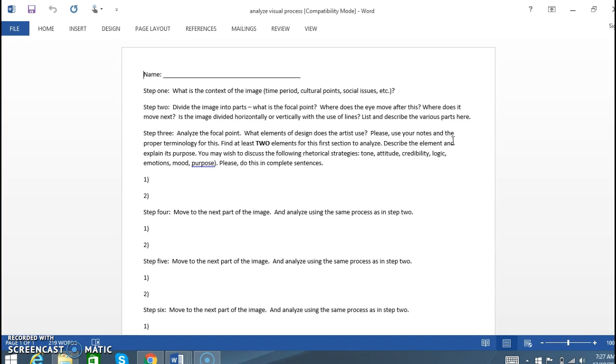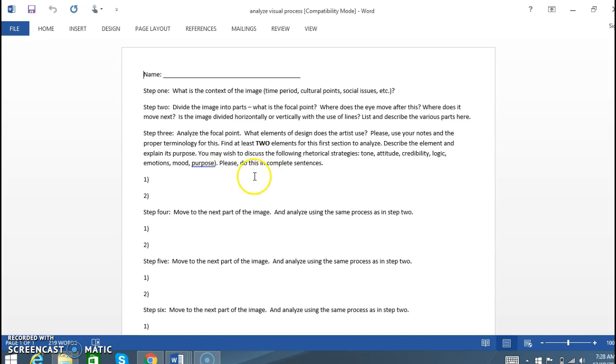And then the next part would be your next body paragraph. And so this just helps you. This says right here, analyze a focal point. Find at least 2 elements of design for that focal point, color, texture, and then discuss its purpose. And you need to discuss some of the rhetorical strategies, like the artist's tone, his attitude. Do we trust him? Is he appealing to logic or emotions? What's the mood? What is the purpose?